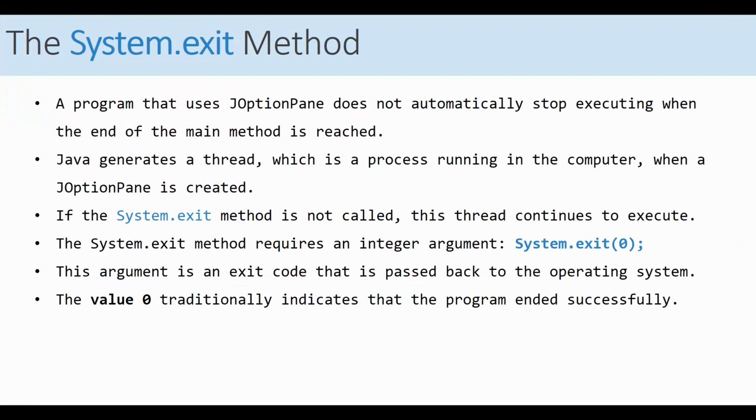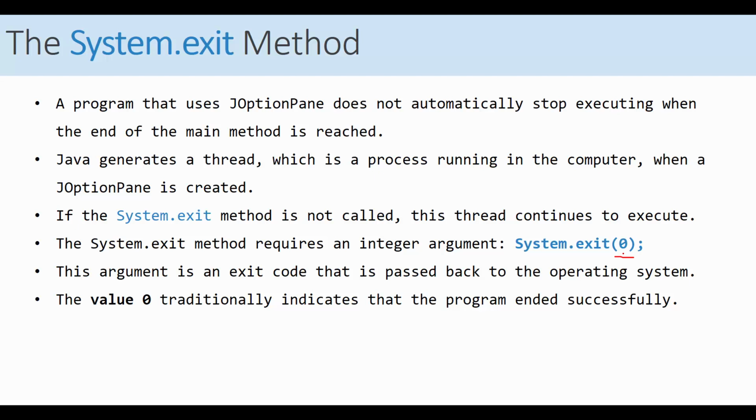Programs that use JOptionPane do not automatically stop executing at the end of the program. They generate a thread, which is a process, when the JOptionPane is created. If you don't know threads now, never mind. You need to call a method from the System class to stop executing that thread. The method is exit. Usually this method is called with 0, as you see here. 0 tells the operating system that the program ended successfully. It means no problems were encountered. We are just stopping the program.